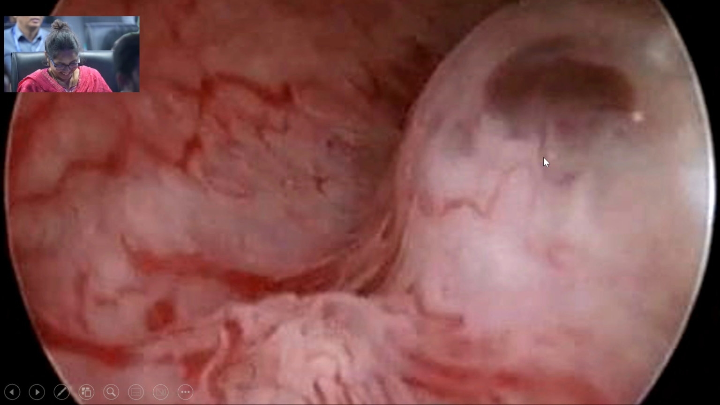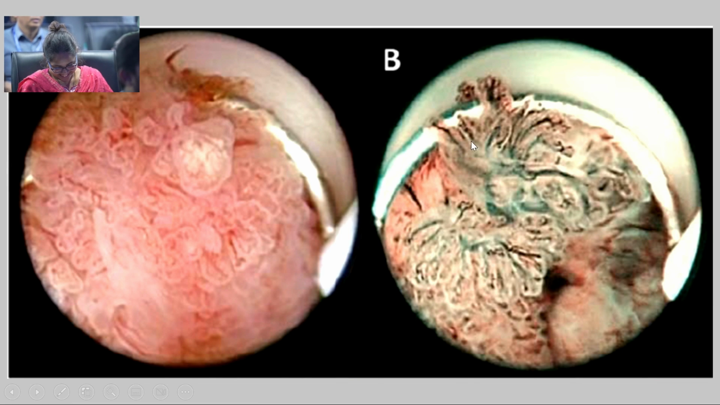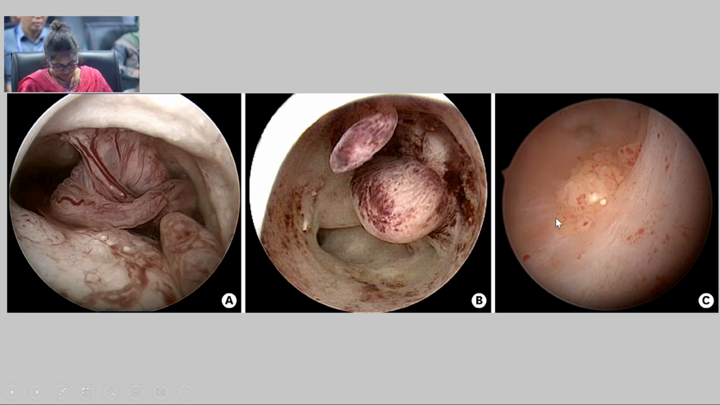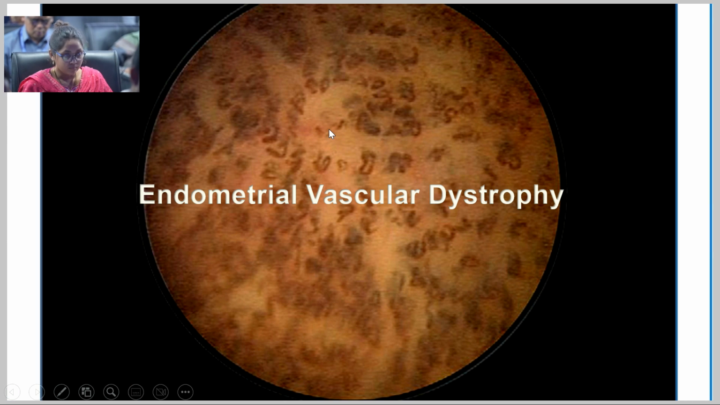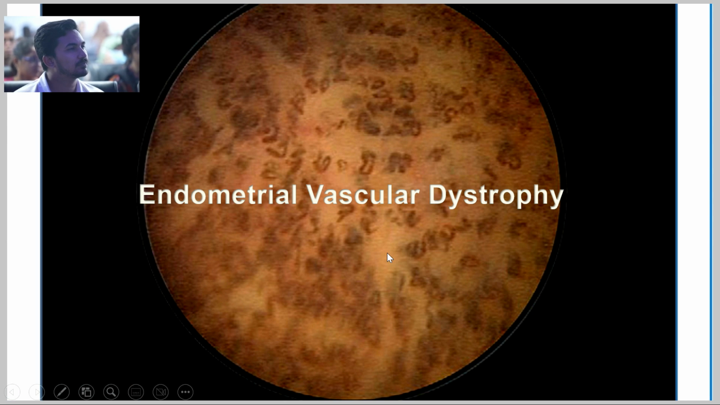This is retained product of conception. Different type. Sometimes endometrial vascular atrophy. You know, in your member area there are 2-3 albums.